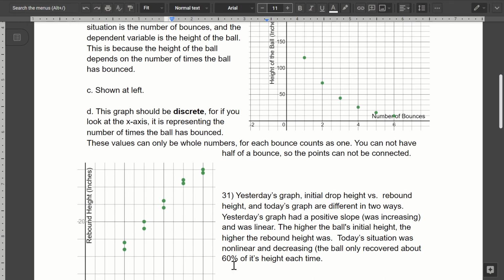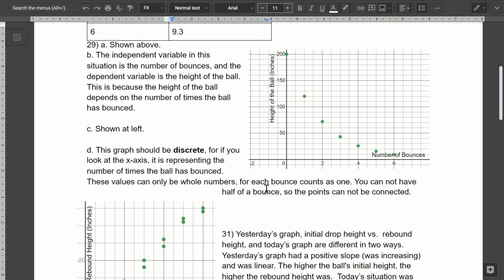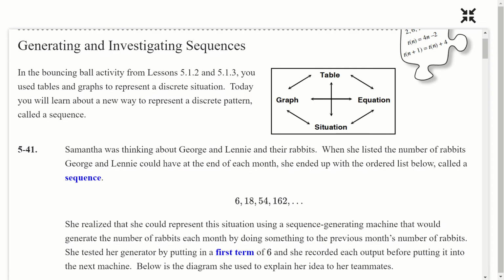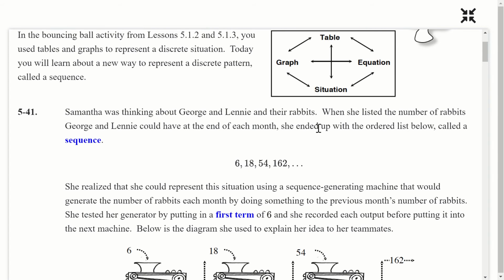The ball only recovered about 60% of its height each time. So that's what we were looking at before, and when we talk about discrete, it's like we can have one bounce, two bounces, three bounces, four bounces. So we're going to move into this idea of discrete as we talk about sequences. Samantha was thinking about George and Lenny and their rabbits. When she listed the number of rabbits George and Lenny could have at the end of each month, she ended up with the ordered list below called a sequence.